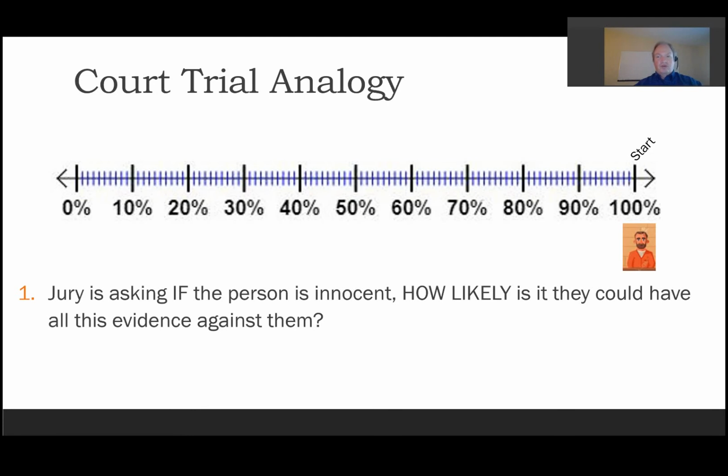Prosecutor starts to present evidence. So first, they present evidence that I was arguing with the victim, right? But it's still possible I could be innocent, right? That's not so damning of evidence. But then I'm seen leaving the scene of the crime. That lowers the likelihood I'm innocent. Then they find my fingerprints at the crime scene.